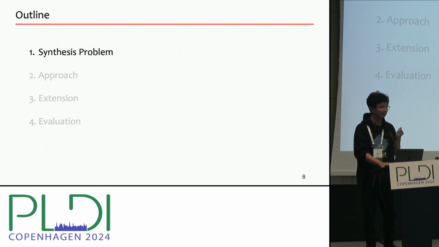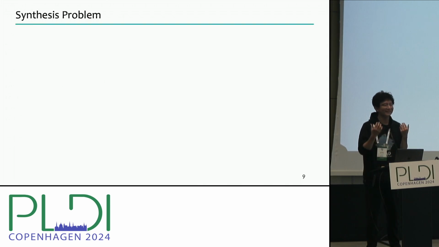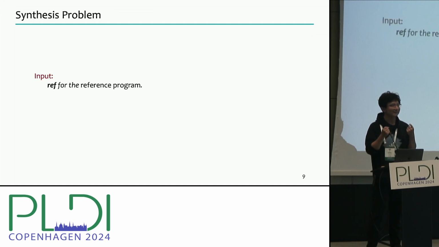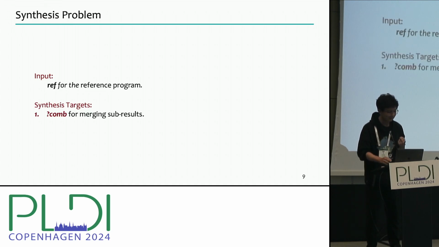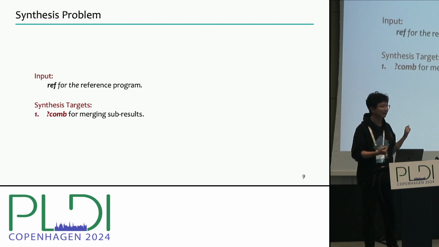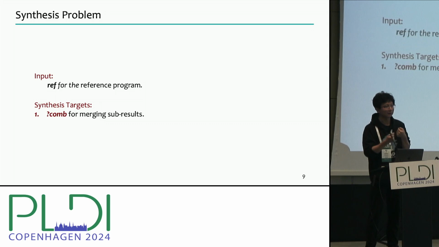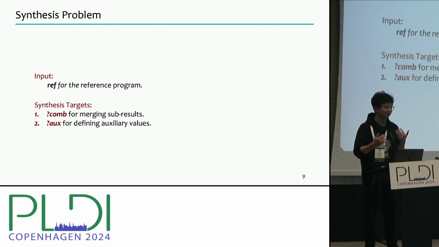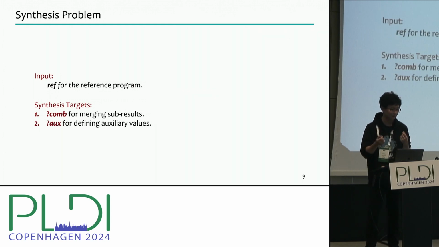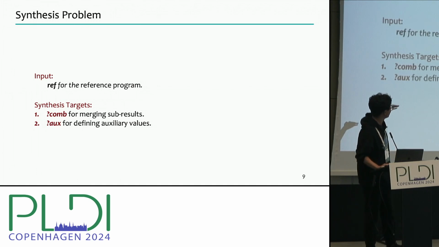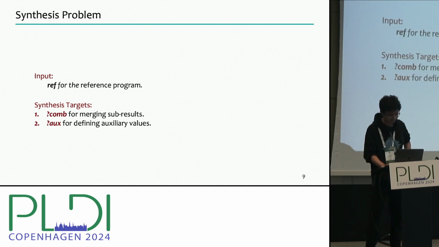Okay, so the synthesis problem. Of course, our synthesis problem is about synthesizing divide and conquer algorithms, right? So our input is a reference program provided by the user denoting the program they want to write into divide and conquer. And the most important synthesis target is the combinator that can merge the sub-results during divide and conquer into the whole result. But as shown in our previous example, sometimes we still need some auxiliary values, so we need to introduce another synthesis target, aux, to help us specify those needed auxiliary values.